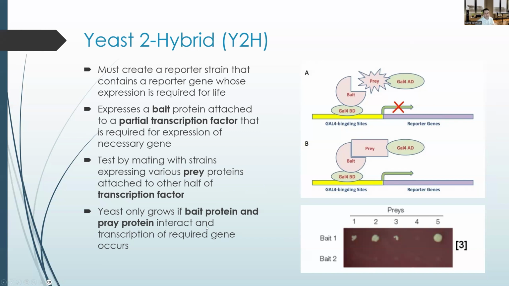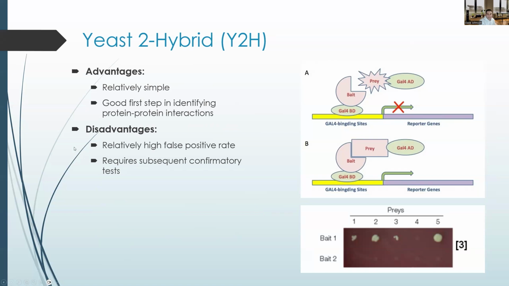So I hope you're understanding how this works. But again, one of the things you have to understand is you need to know which proteins you're interested in before you do this. This isn't something that you do across the entire proteome of a sample. You need to say, I think these two proteins interact, and here's how I'm going to prove it. So advantages: it's relatively simple. It's not hard to create these things. This is something that's been around for decades, so creating these libraries is not really a big challenge. And it's a great first step for identifying protein-protein interactions.